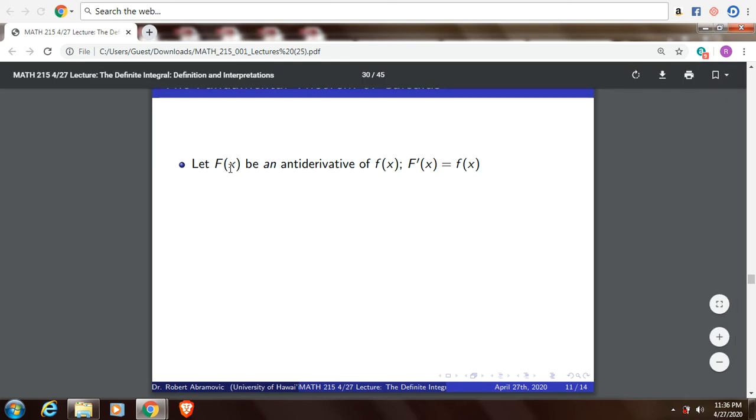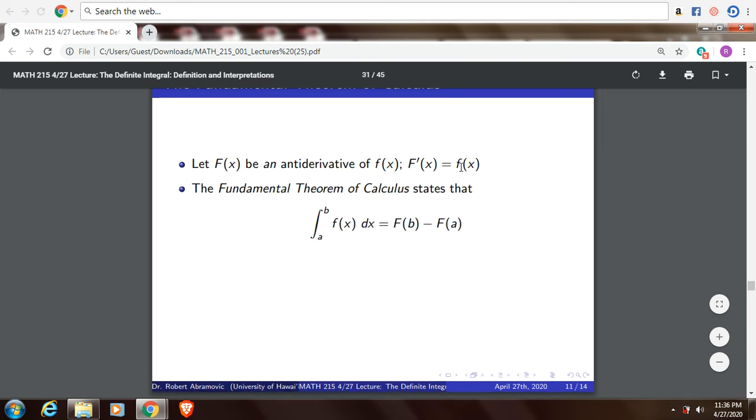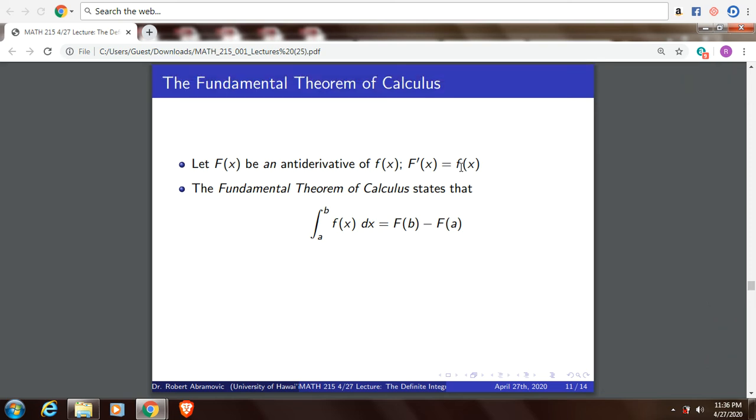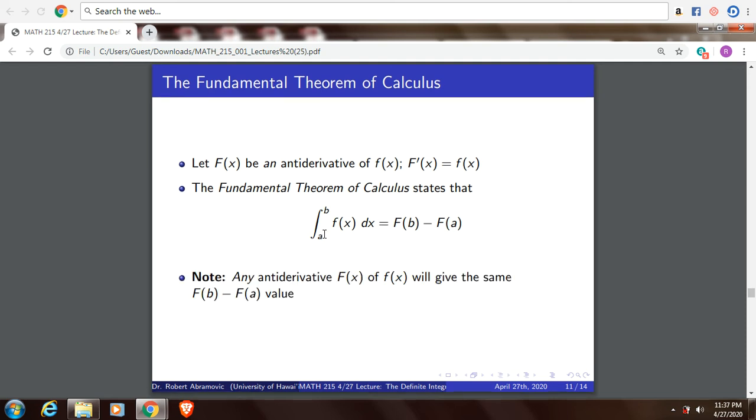We have capital F(x) is an antiderivative of little f(x). Capital F prime of x is equal to little f(x). The Fundamental Theorem of Calculus states that the definite integral from a to b of f(x) is equal to, just find an antiderivative, evaluate that antiderivative at the upper bound of the definite integral, and then subtract the value of the antiderivative at the lower bound. Any antiderivative will give the same value of F(b) minus F(a), so it doesn't matter. That usually means that you should ignore the constant of integration c.